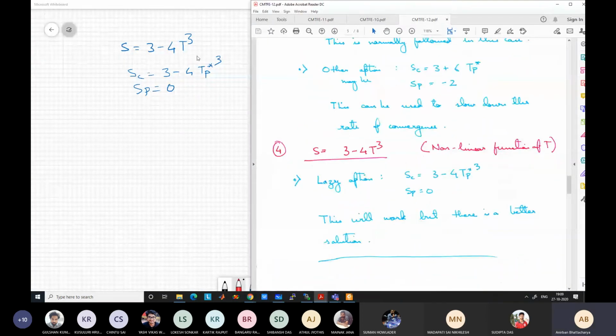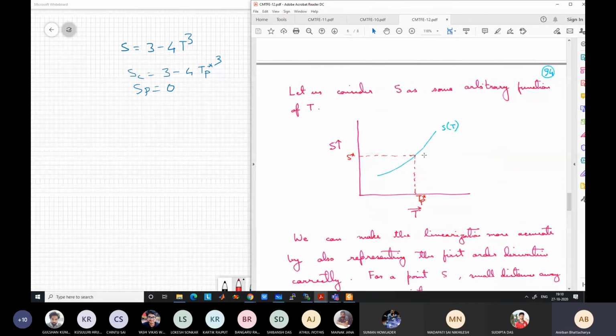So our equation was S is equal to 3 minus 4T cubed. The lazy option is SC equal to 3 minus 4 TP star cubed and SP equal to 0. This will work, but what we are saying is that there can be a better approximation which will take us more quickly towards convergence and which captures the physics of the source term more accurately.